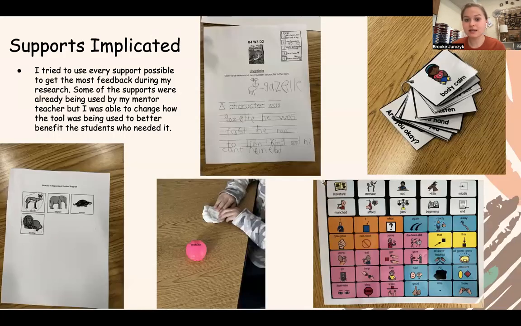So here are some supports I implemented. I tried to use some of the supports that were already implemented in my classroom, but just tweaking them a little bit to how I felt they would better support the students. So top middle, you'll see that this was a journal post that one of the students did, and I was able to then look at this journal and say, well, did the student understand what was being said, or were they having more trouble recalling what they had read? That was something I used every single day to see if the student was able to recall those things that they had learned in our story or during shared reading.